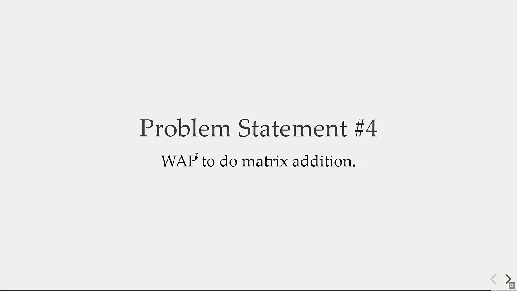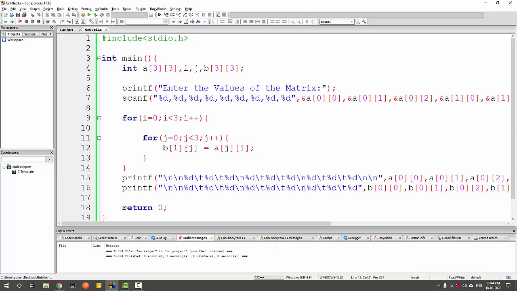The second problem statement is how to do matrix addition. The matrix addition is pretty simple. Basically we will be taking input from the user. We will be taking two inputs, two matrices from the user, and we have to find out the output, the third matrix, which is the sum of both matrices, right? So let us first start with declaring the matrices.